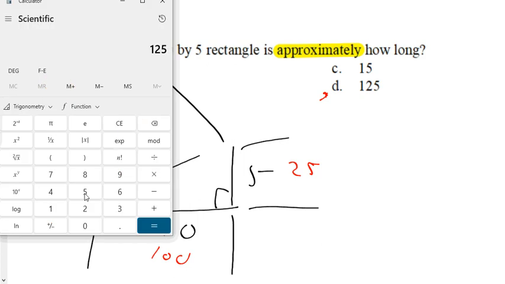Ooh, my calculator looks different. Does it? Or is it just me? It's 11.2, but it's still close enough to say that it's approximately 11.